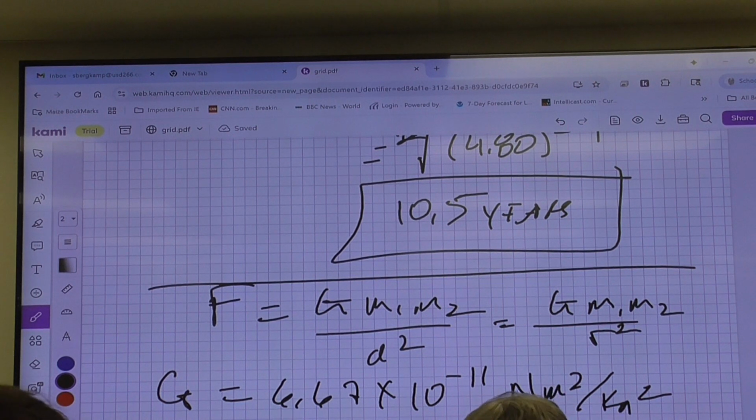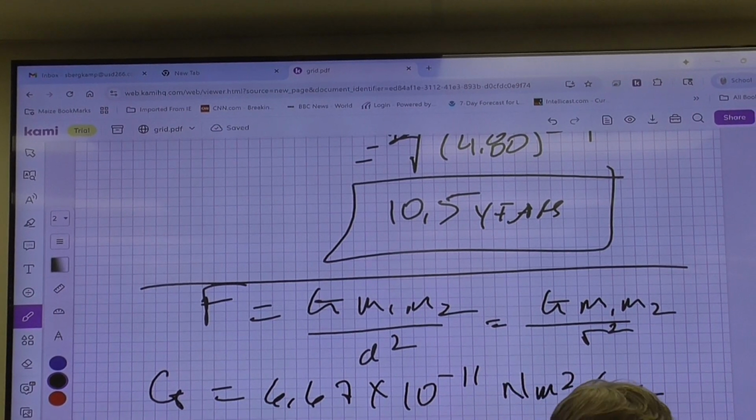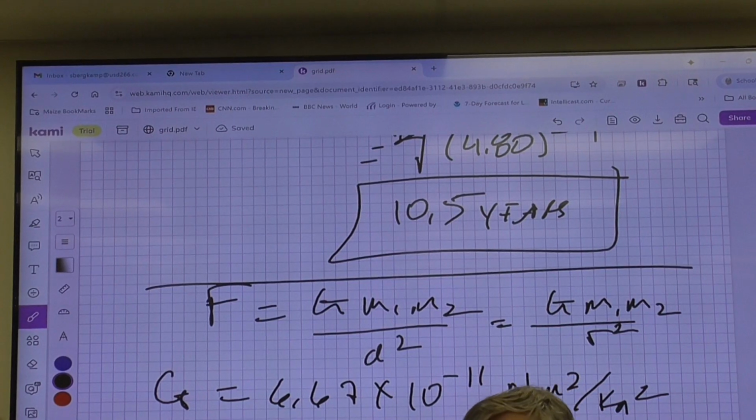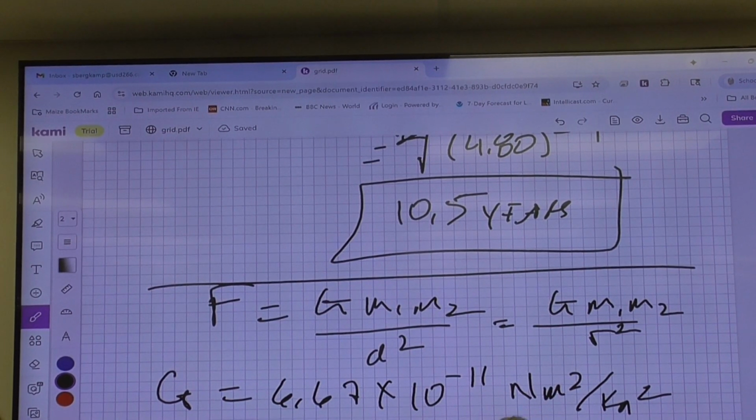So, I'll explain tomorrow, but Newton actually didn't come up with the numeric value. Just like Avogadro didn't come up with his own number, Avogadro just proposed the idea, okay?